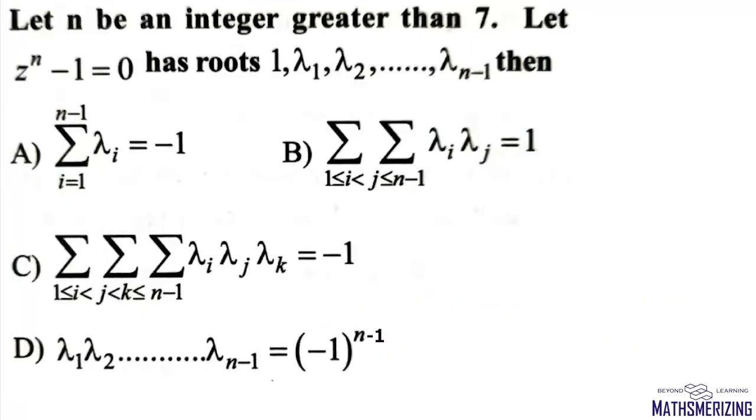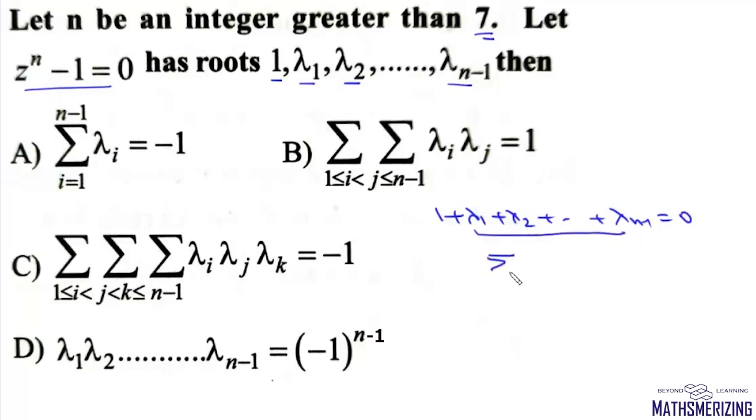Now here the question is, let n be an integer greater than 7 and let z to the power n minus 1 equals 0 have roots 1, lambda 1, lambda 2, up to lambda n minus 1. Then the first question is, we need to find this summation of lambda i. Now we know that the sum of n roots of unity is 0. So we can write 1 plus lambda 1 plus lambda 2 plus up to lambda n minus 1 will be 0. Now we can write this as summation of lambda i, where i varies from 1 to n minus 1.